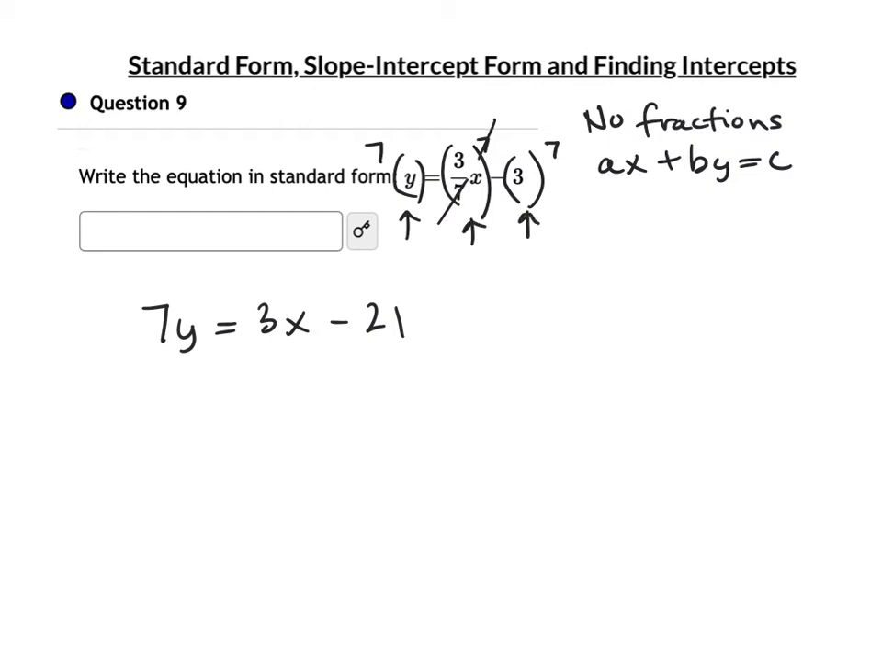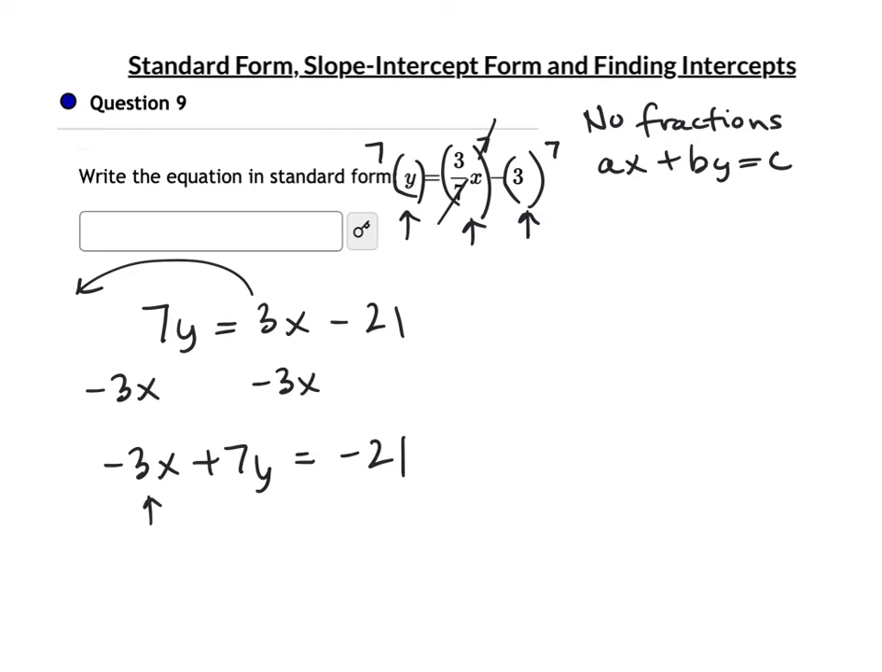Now we're almost there. Move the 3x to the other side. It's positive. I'm going to subtract it. Remember, x is in front. -3x plus 7y equals -21. Optionally, you can make x positive if you like. So divide everything by -1. 3x minus 7y equals 21.